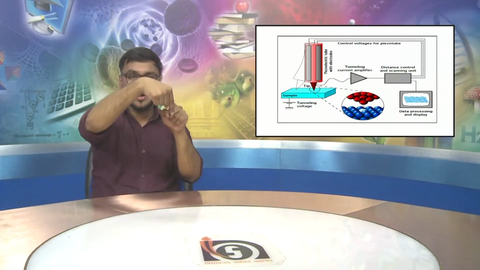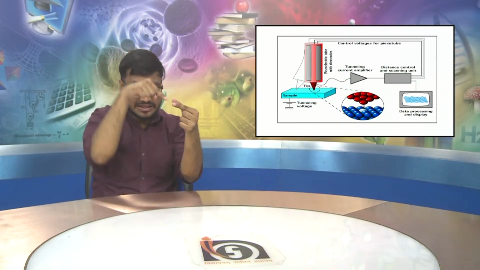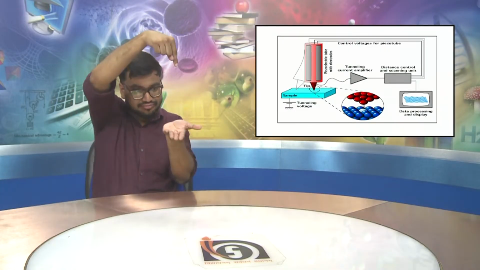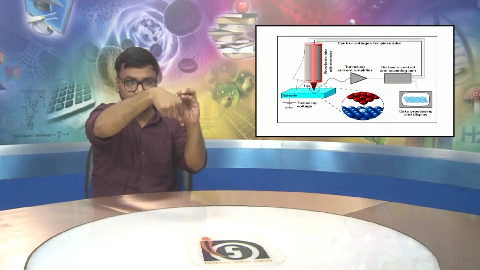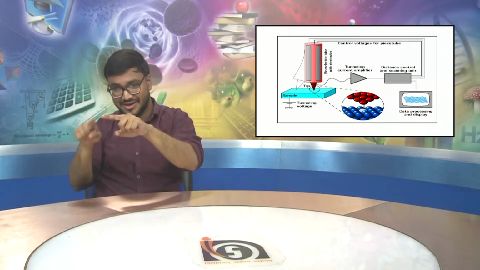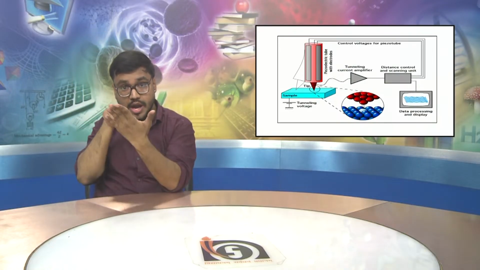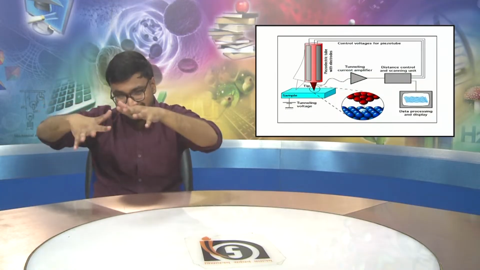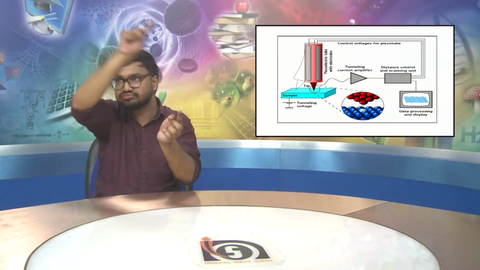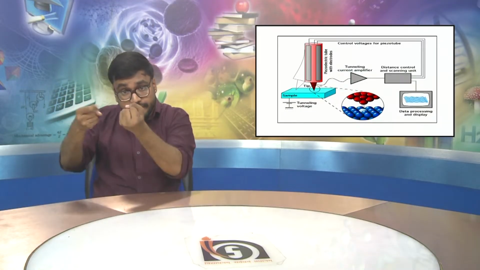There is a picture showing the STM process. It's explaining how scientists draw the shape of an atom through a current.